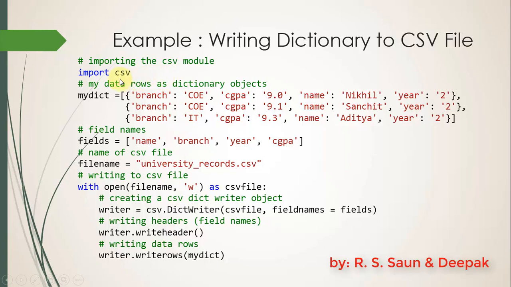So here my first line of code imports csv module, then I have created a dictionary, then you can see some of the fields. Now we have field names: name, branch, year, and CGPA. Remember, our keys are not indexed or need not be in sequence. Then we have a file name. You can choose your file name. For this tutorial we will be using university underscore record.